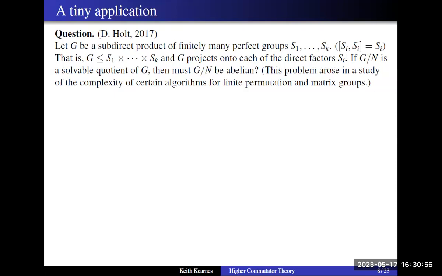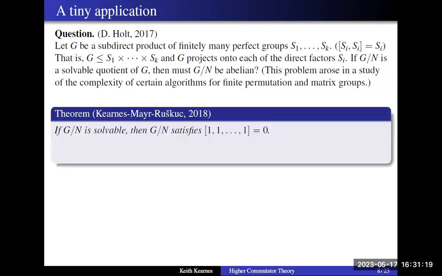Suppose you take a quotient of such a group and it's solvable, must it be abelian? Must a solvable quotient of a group constructed this way be abelian? Okay. And he says it arose in a study of complexity of algorithms for finite permutation groups and matrix groups. All right. Now, I'm going to say something that involves higher commutators for this question.